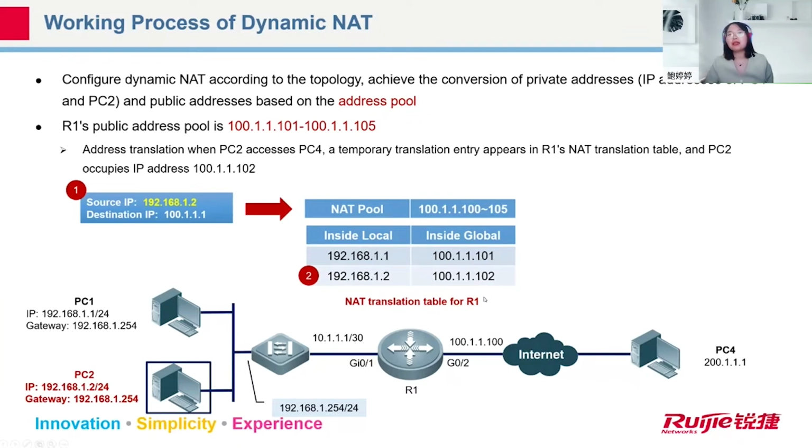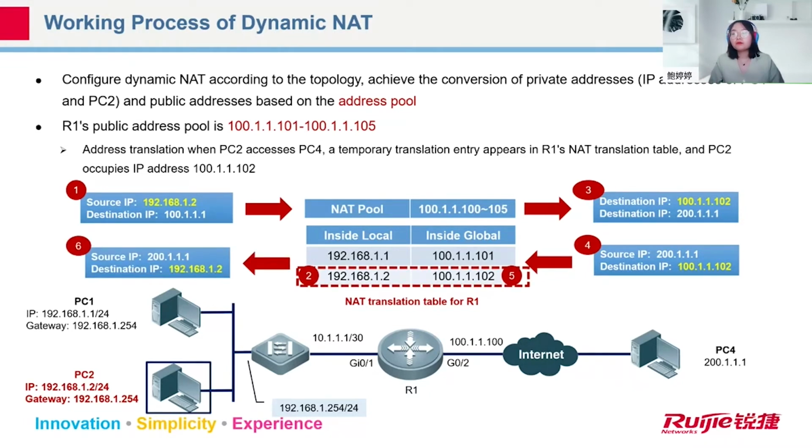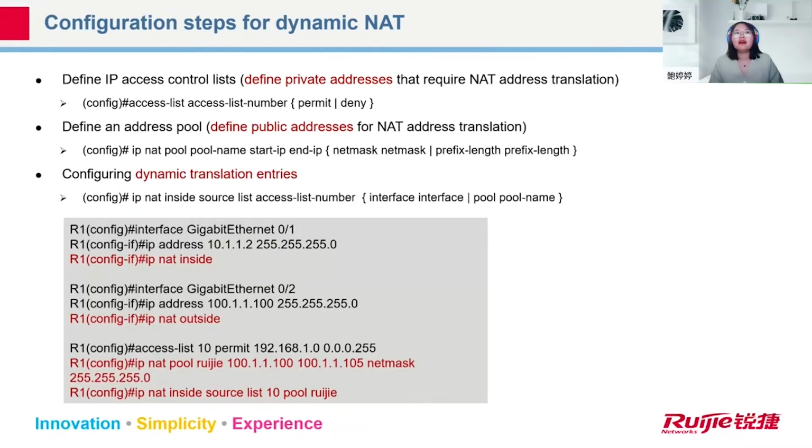Now we will find the second public IP address, 102, to give to PC2, because 101 is now used for PC1. And then send the message out. PC4 will give a reply, match the entry, and we will send the message to PC2 again. So if we have a pool, 5 PCs can be used to visit the internet at the same time. But if the 6th one wants to visit the internet, it has to wait for someone to free up an IP address. So this is dynamic NAT.